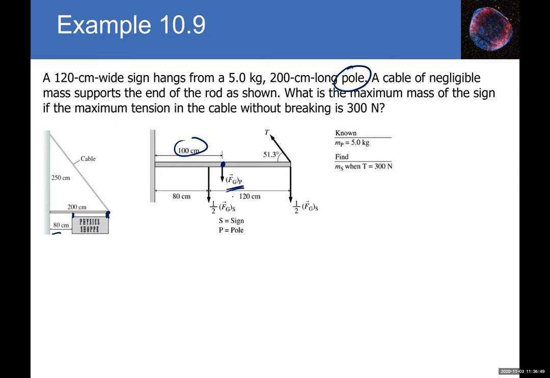Then there's also a cable. Taking this point to be zero and this one to be 200 centimeters, or 2 meters, the tension from the cable acts at exactly 2 meters.